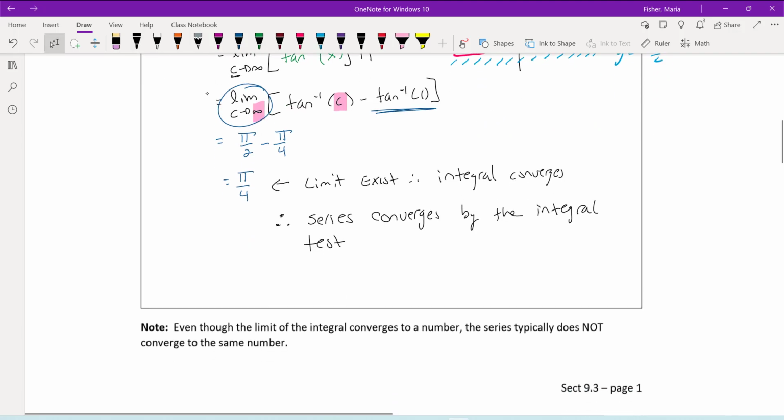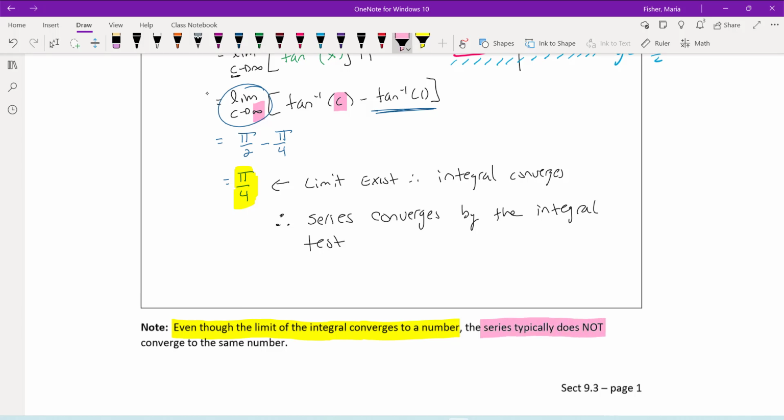Now please note that even though the limit of the integral converges to a number, so here the limit of the integral gave us pi over 4, the series typically does not converge to the same number. So the sum of the series may or may not be that pi over 4 in this case. So usually they're not the same number. So please understand that that's not the sum of the series. They're two separate things. And you won't be asked to find the sum of these series if the integral does converge by the integral test.